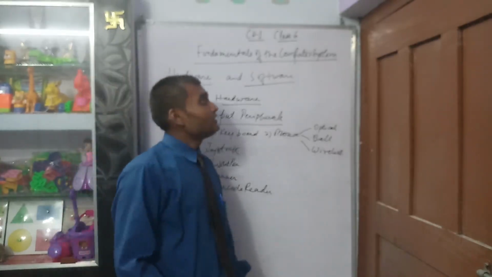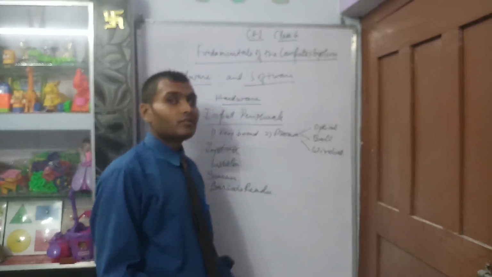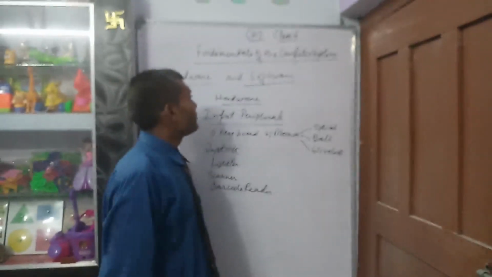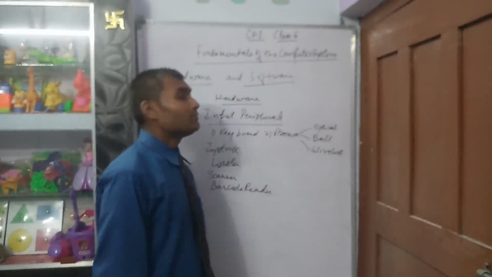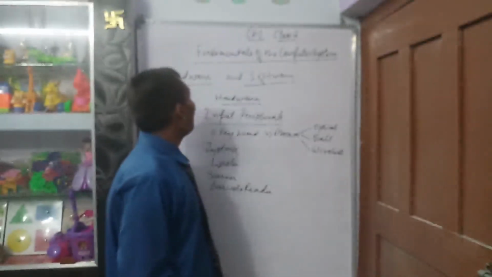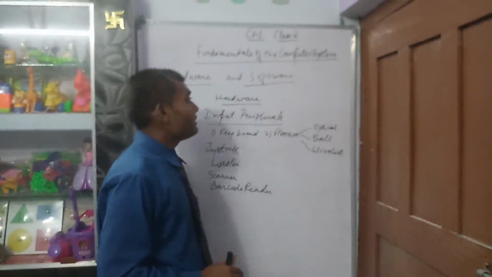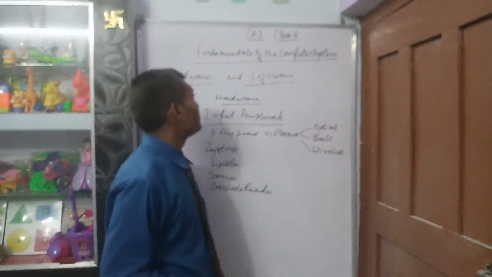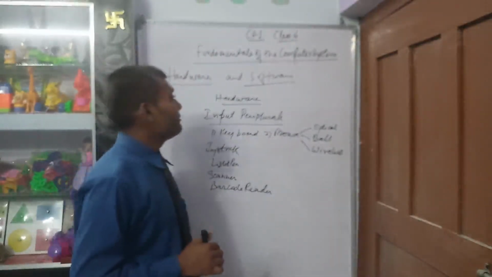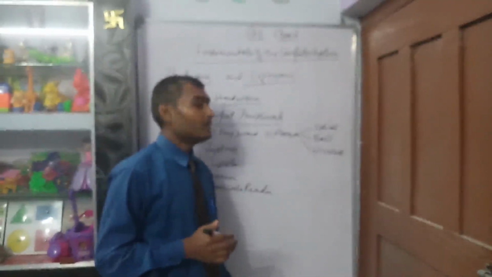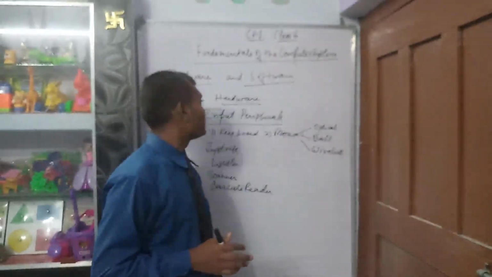Now, the fundamentals of the computer system. A computer system consists of hardware and software. Hardware and software are both parts of the computer system. Without hardware, software can't work, and without software, hardware also can't work. So hardware and software are just like the body and soul of the computer system.